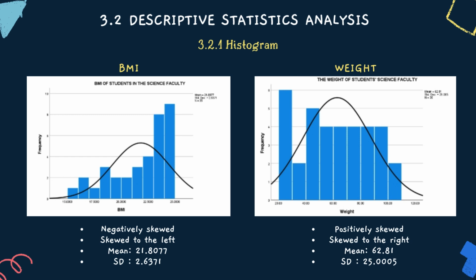Based on the histogram for the weight of students in the science faculty, the highest weight is 110 kg and below, and the lowest weight is 20 kg and above. The histogram indicates that the distribution is positively skewed. This means that the distribution is skewed to the right. The values for the mean and standard deviation are 62.81 and 25.0005 respectively.